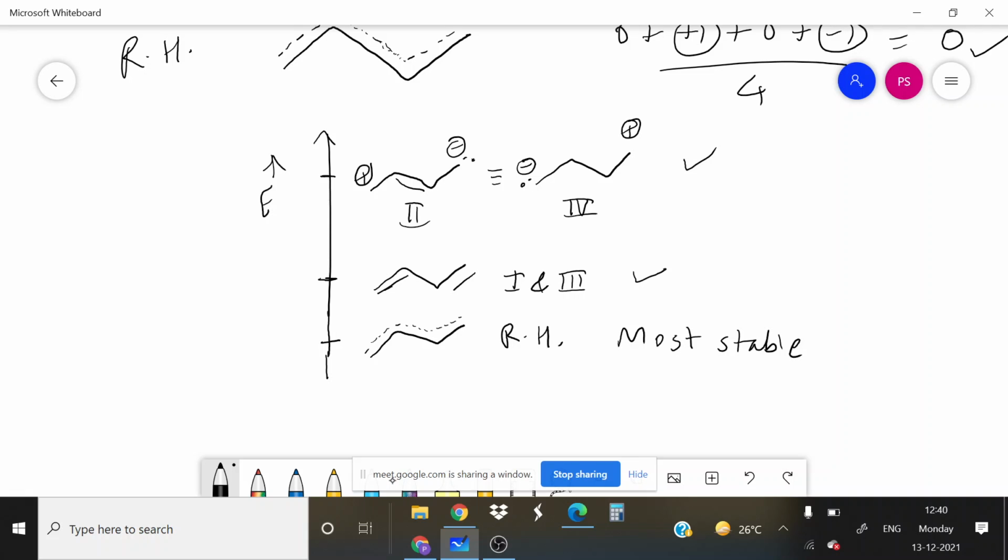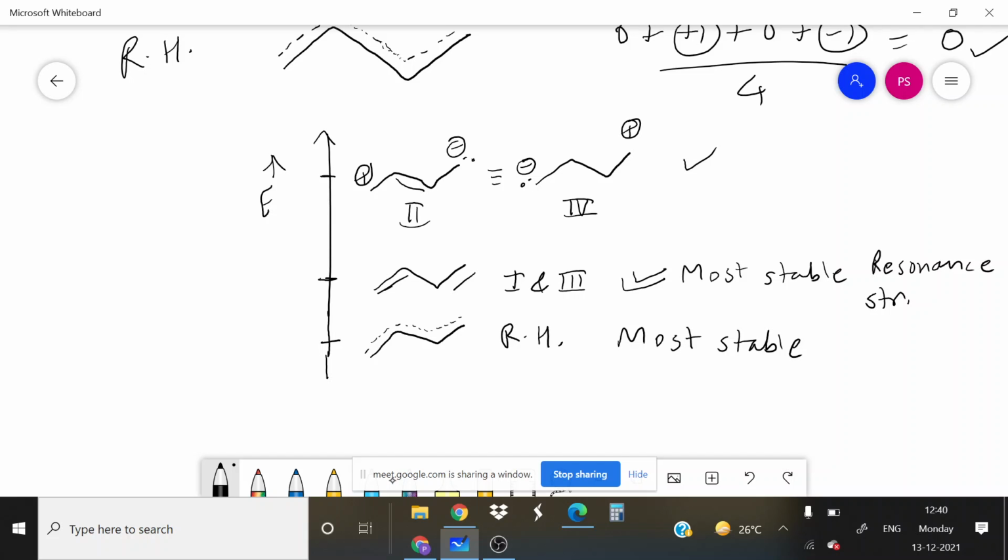Why is it so? Because resonance is a stabilizing phenomenon, and due to resonance the molecule or system gets stabilized. If delocalization is there, stabilization is there, and that's why the resonance hybrid molecule is stable. Okay, and the most stable resonance structure or canonical form is this one. This is called the most stable resonance structure.